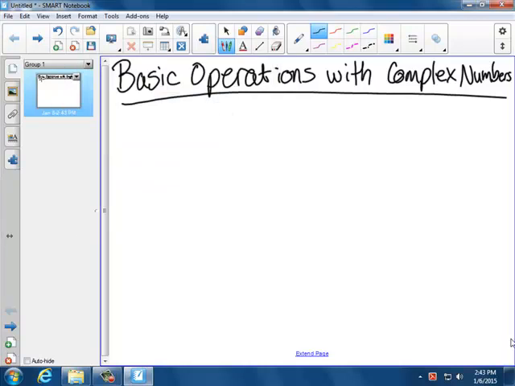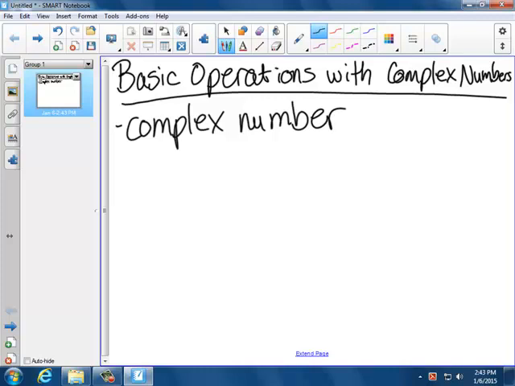So first, let me define what a complex number is. So far in math, we've dealt with real numbers, where we just have a real number. Now we're going to throw in the imaginary part with it. So the form of a complex number is a plus bi. So a and b are real numbers.